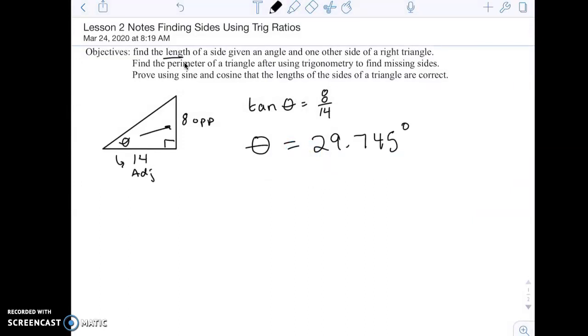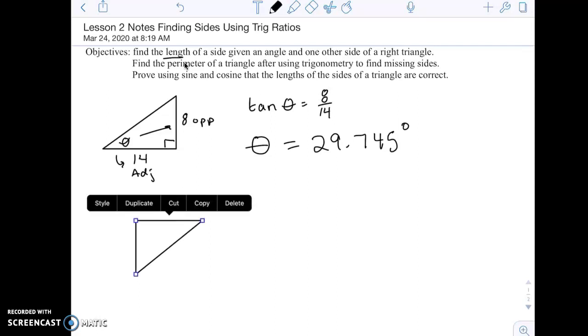Now, how am I going to find a missing side? Well, let's get ourselves a different triangle. Go ahead and make sure it's a right triangle. And let's call this 37 degrees. Let's call this X. And let's call this one down here 14. Apparently 14 is the popular number today.